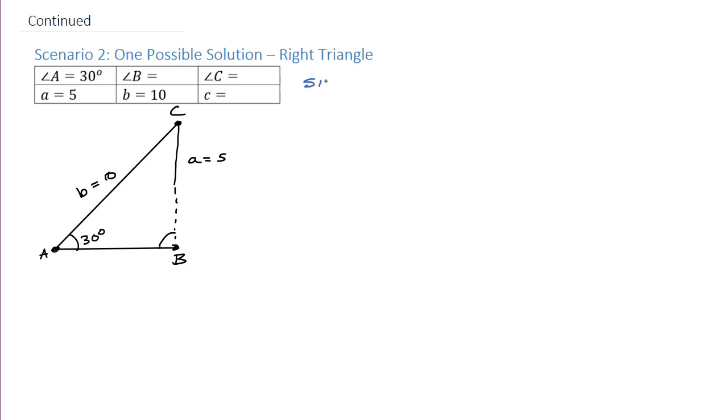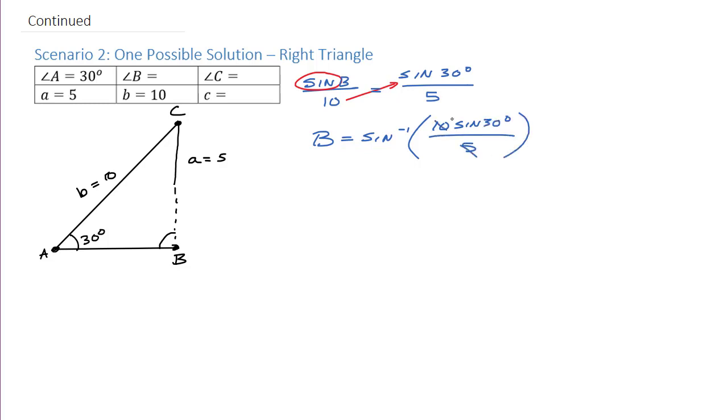So I'm going to go sine of B, because I'm looking for angle B, divided by the side across from it, equals sine of A, so sine of 30 degrees divided by the side across from it. Okay, so let's multiply both sides by 10, and then take the sine inverse to get rid of that sine. So B is going to equal the sine inverse of the entire expression, 10 times sine of 30, divided by 5. Now you could just take that 10 and divide by 5 and make it a 2 if you prefer, and go sine of 30 degrees, times 2, and then do the sine inverse of that number, okay? And we are going to get that B is exactly 90 degrees.